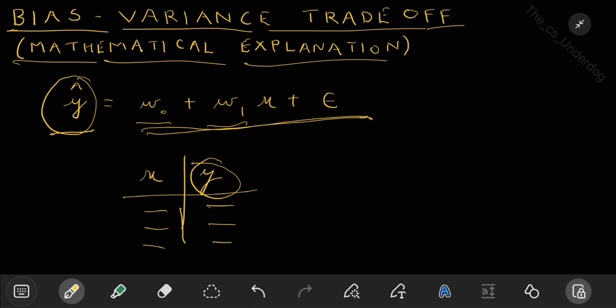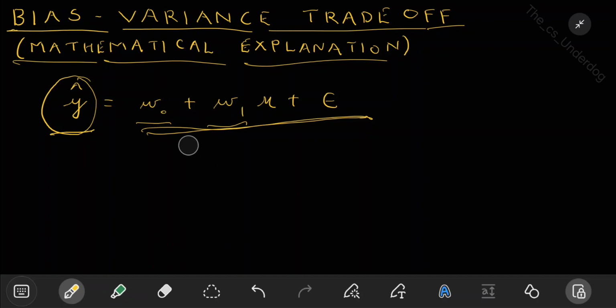And epsilon, I am considering it as the noise, that is the extra error that will come in. Why is the noise considered here? Because you can't exactly find y from W0, W1x, because the data points won't be exactly on the underlying distribution. Instead, there will be slight error here and there. That's what I'm considering as noise, epsilon.